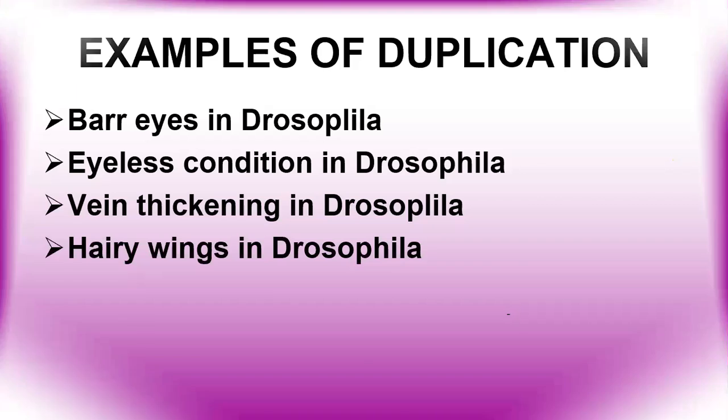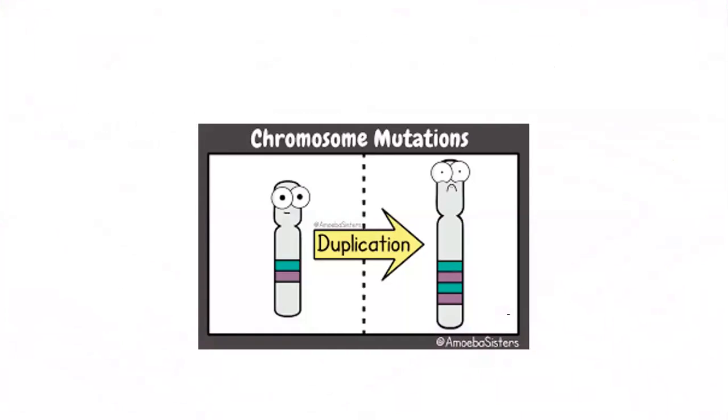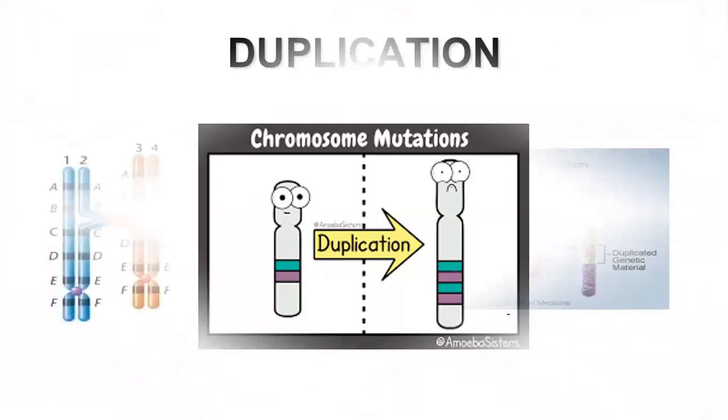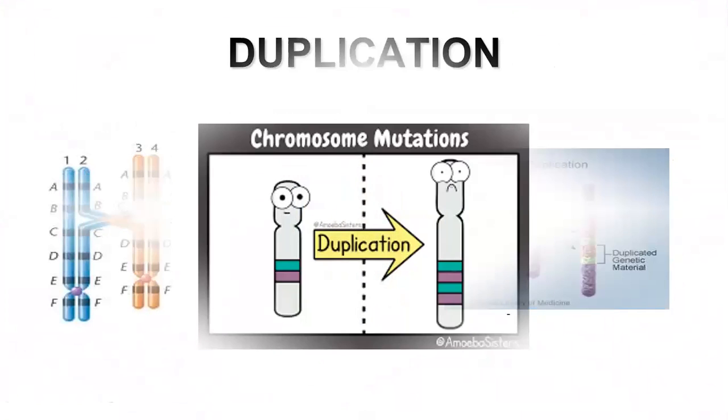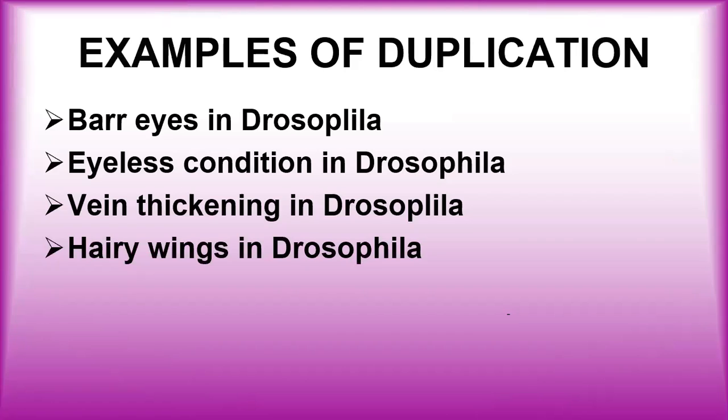I repeat, what is duplication? When a few genes are present in double doses or twice on a chromosome, it is called duplication. It occurs due to unequal crossing over or as a result of deletion. These are the examples of duplication.